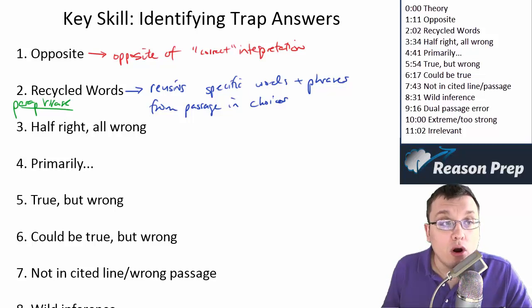Half right, all wrong. Typically, it doesn't even have to be half right. It could be mostly right, but only a little bit wrong makes it all wrong. What do I mean by this? So let's say you have a choice.